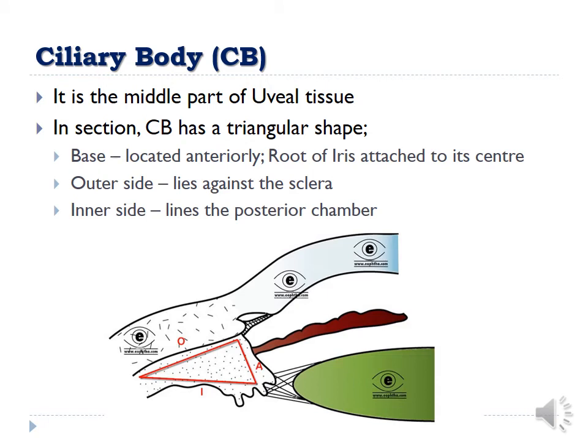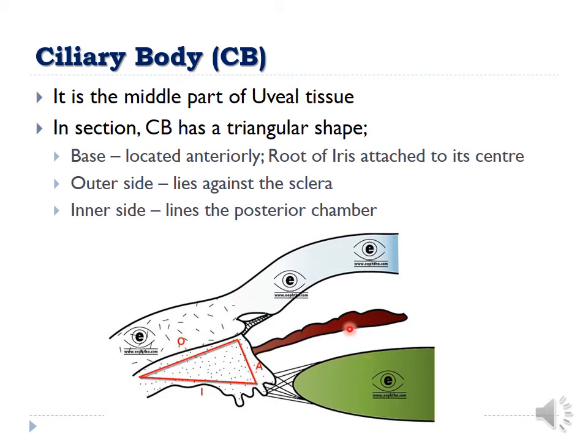Okay, in this slide we'll be discussing the ciliary body. So far we discussed the iris, the anterior-most part of the uvea. Now we come to the ciliary body, short form CB, and it is clear from the picture. This is your iris, this is the root of the iris. The root of the iris is connected to the ciliary body. So this is the ciliary body. It is the middle part of the uveal tissue.